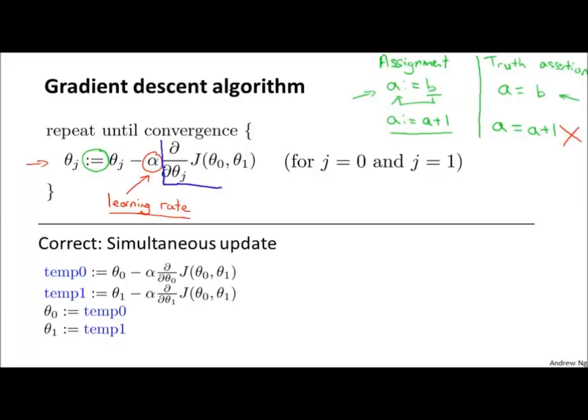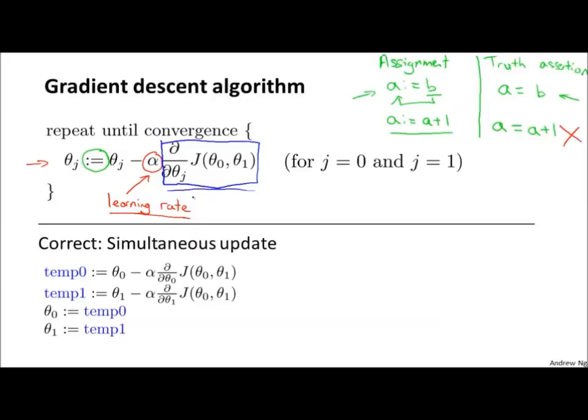And finally, this term here, that's a derivative term. I don't want to talk about it right now, but I will derive this derivative term and tell you exactly what this is later. Okay, and some of you will be more familiar with calculus than others, but even if you aren't familiar with calculus, don't worry about it. I'll tell you what you need to know about this term here.